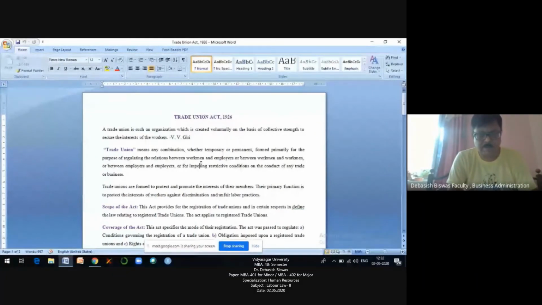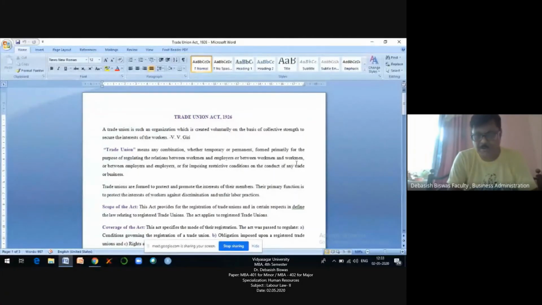So you will remember this definition. Trade union means any combination, whether temporary or permanent, formed primarily for the purpose of regulating the relations between workmen and employers, or between workmen and workmen, or between employers and employers, or for imposing restrictive conditions on the conduct of any trade or business, right?